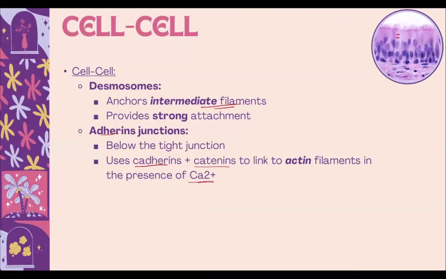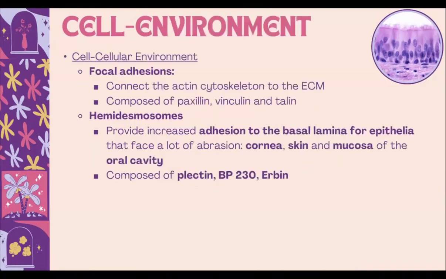And these are linked to actin filaments. So remember A, actin filaments, adherens, cadherins, catenins, calcium together. Just remember them like this. So again, desmosomes, intermediate filaments, strong attachment. Adherens, below the tight junction, links actin filaments together using cadherins, catenins, and calcium. Then we have cell to cellular environment, so cell to the environment.